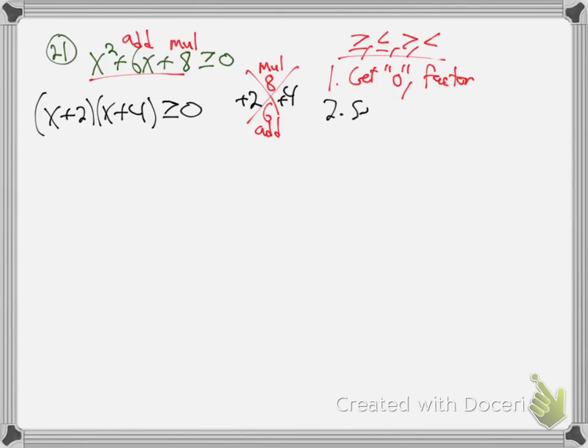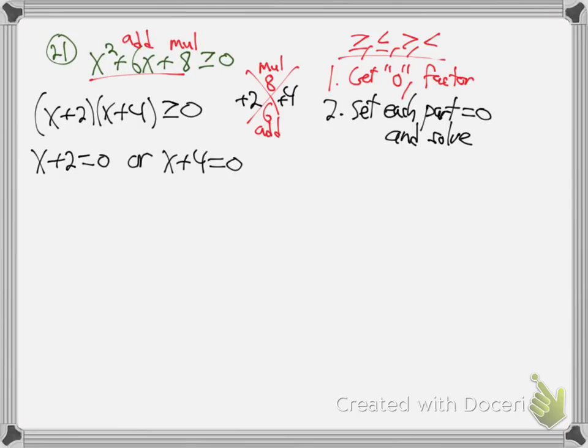Step 2, set each part equal to 0 and solve. So the x plus 2 alone, or the x plus 4, each part set equal to 0 and solve. So move that over there, so that would be negative 2. Move that over there, negative 4.